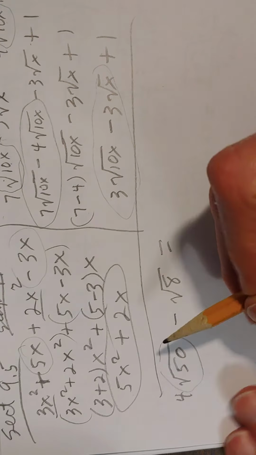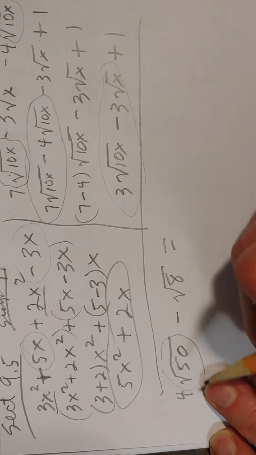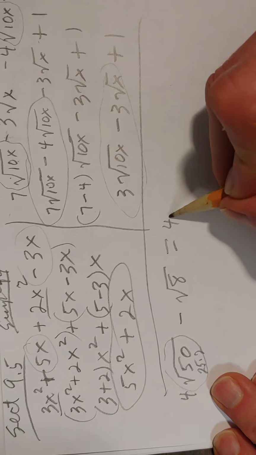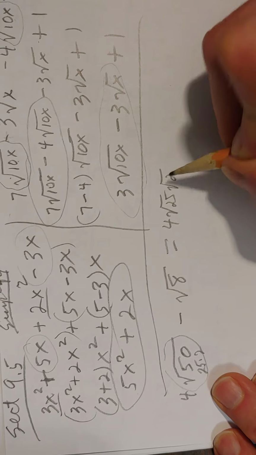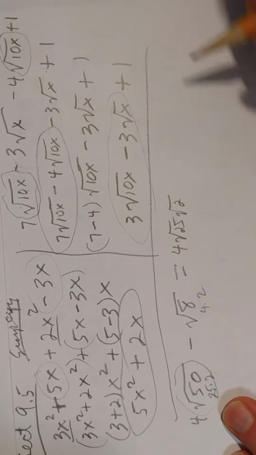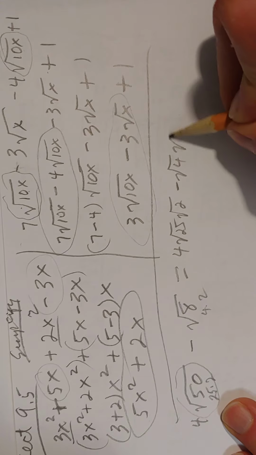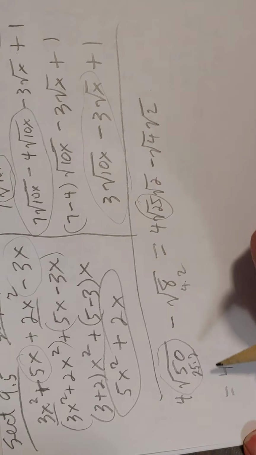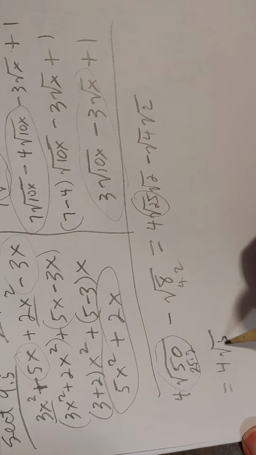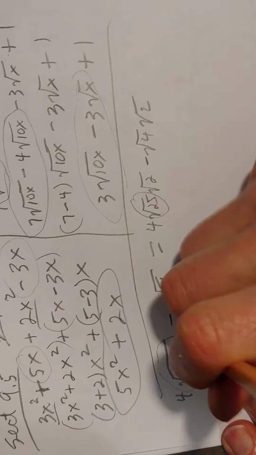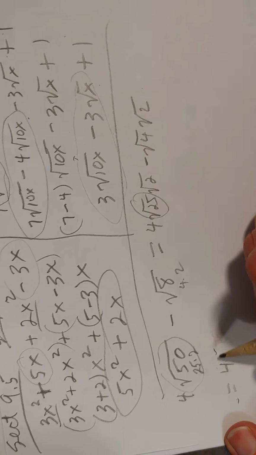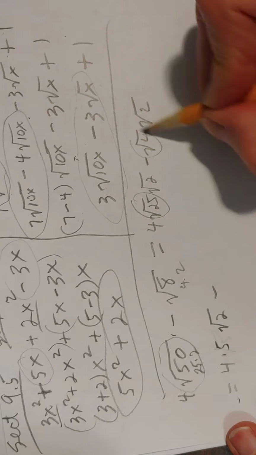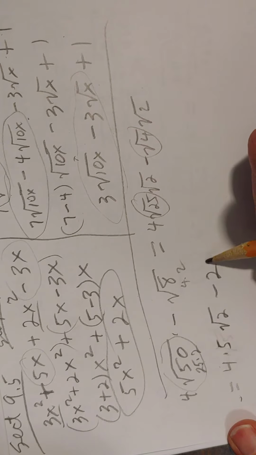Now we've done this before. I'm going to do it real quickly here. 50 is 25 times 2. So I can write 4 times the square root of 50 as 4 times the square root of 25 times the square root of 2. 8 is 4 times 2. So I can say minus the square root of 4 times the square root of 2. So the square root of 25 is 5. So this becomes 4 times 5 times the square root of 2, minus the square root of 4, which is 2. So minus 2 times the square root of 2.